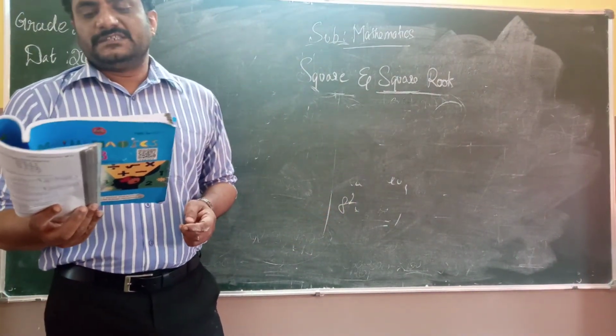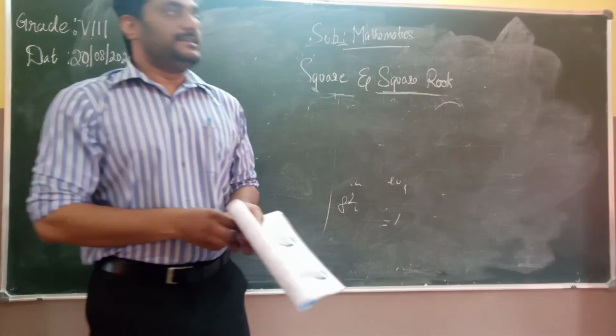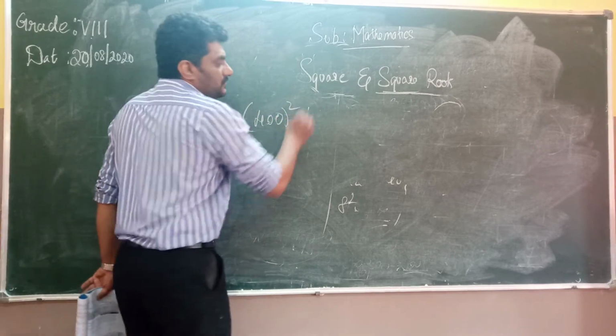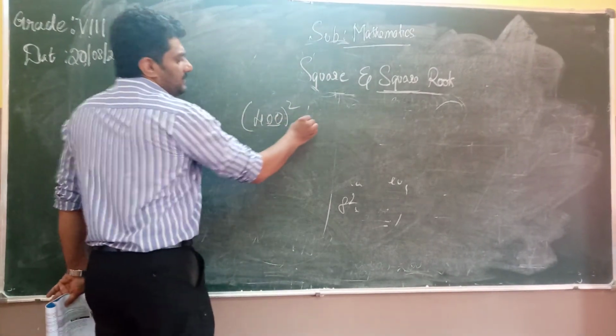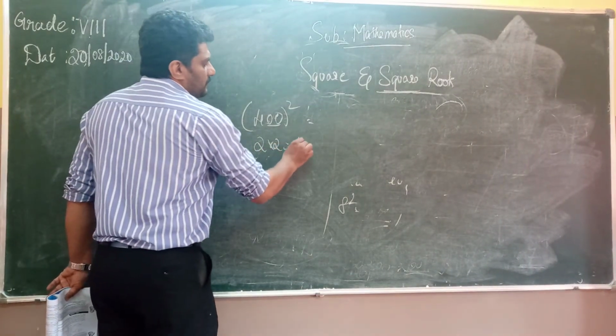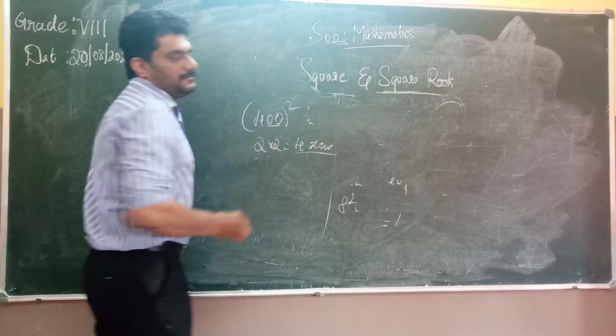The next part is, what will be the number of zeros in the square of the following numbers? They are asking to find for 400. How many zeros do we have here? 2 zeros, right? So in the square of this number, you will have 2 into 2, which is 4 zeros. Okay?